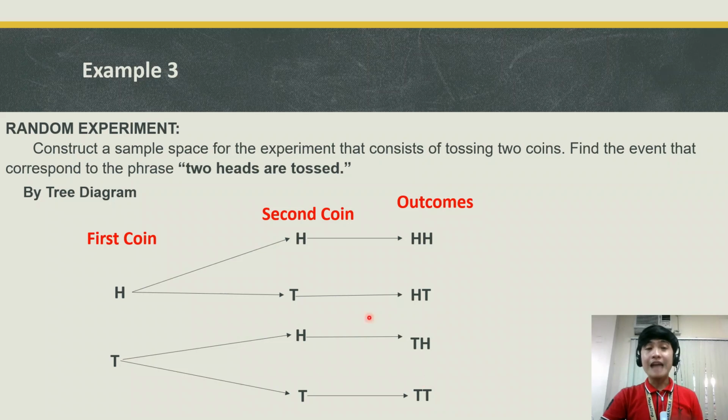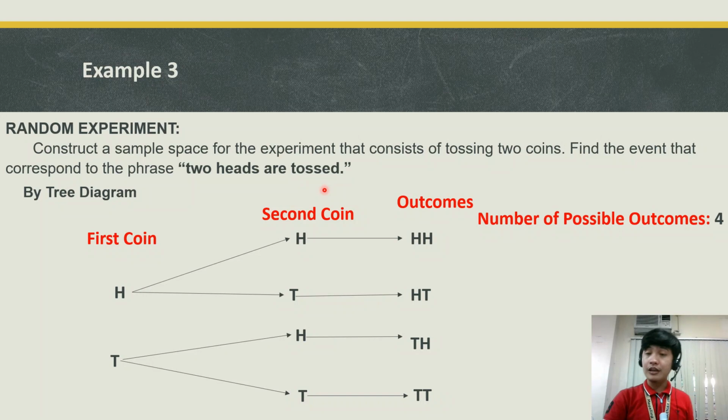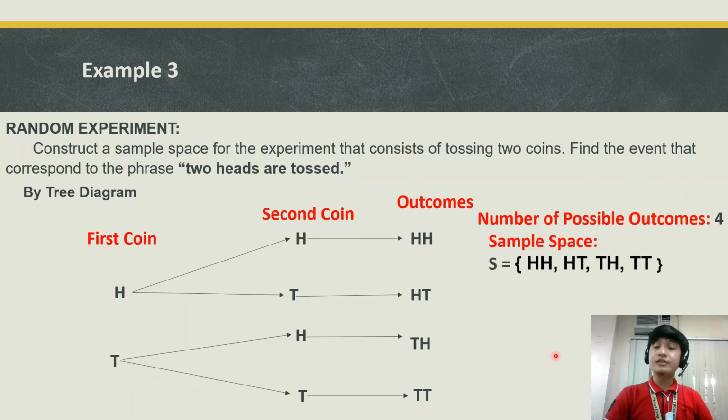Now, in answering the example number 3, yung instructions sa example number 3, again, ang number of possible outcomes, 4. Ayan po, 1, 2, 3, 4. We only have 4 possible outcomes here in tossing 2 coins. Yung sample space natin, kinonvert lang natin ito sa set. So, we have S that is equal to the braces: head, head, head, tail, tail, head, tail, tail. Nilagay lang natin ito sa set. Kinulong lang natin sa braces.